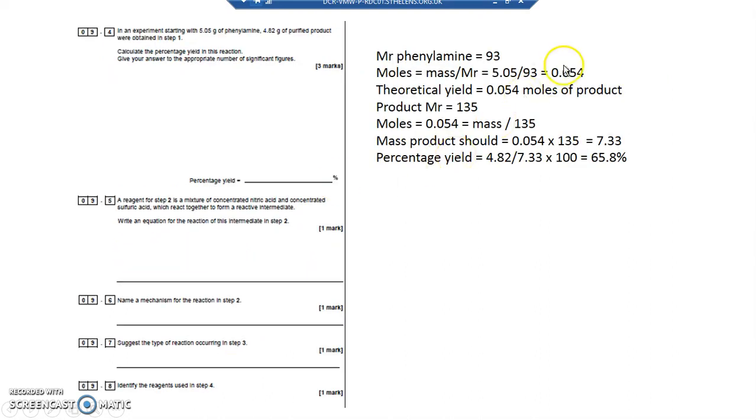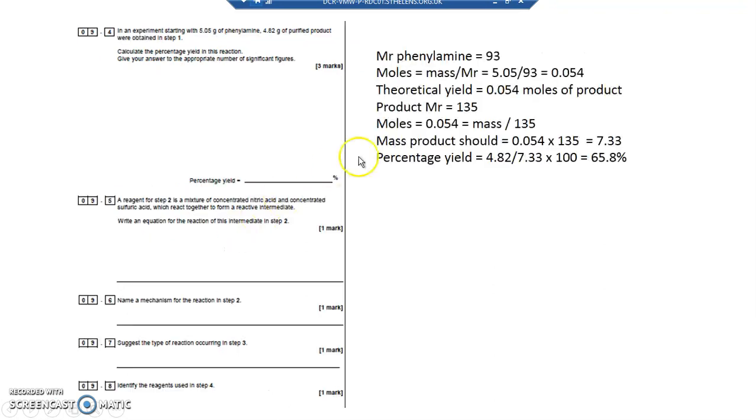I know that from here 1 mole of this makes 1 mole of this. So 0.054 moles of phenylalanine should make 0.054 moles of the product, theoretically, if there's no waste. Now, the MR of the product, the purified product in step 1, I can work out the MR of this. So 6 carbons, 12 each, 5 hydrogens, 1 each, 14, a carbon is a 12, and oxygen is a 16, carbon is a 12, and 3 H's are 3 1s. And it comes out to be 135.